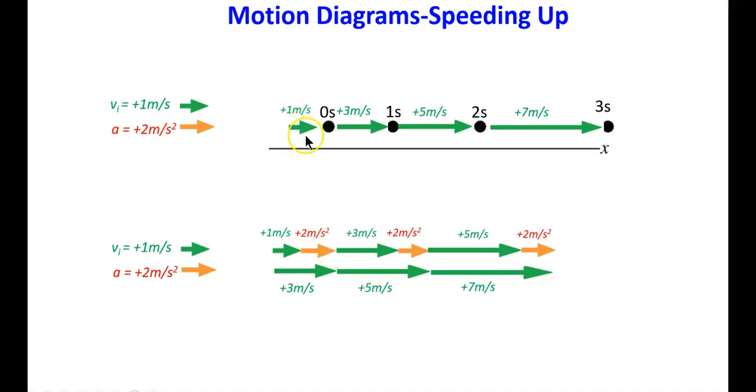So notice how your velocity vector is increasing by 2 every time. That's what this acceleration vector is doing. It's adding a positive 2 meters per second for every second to this initial velocity.